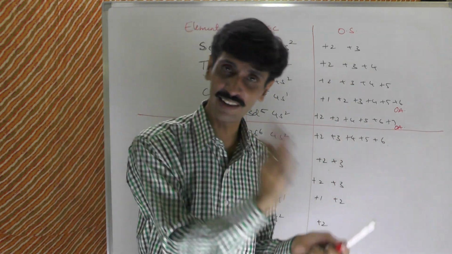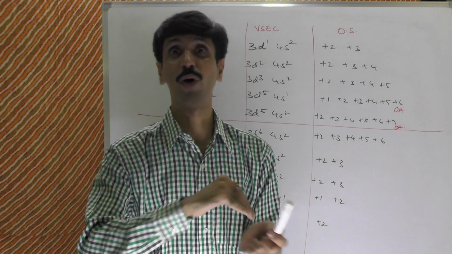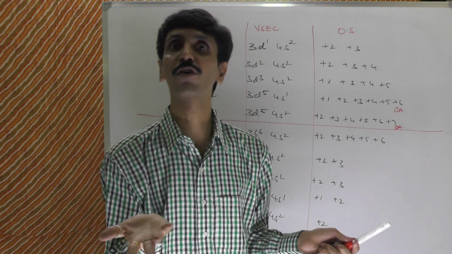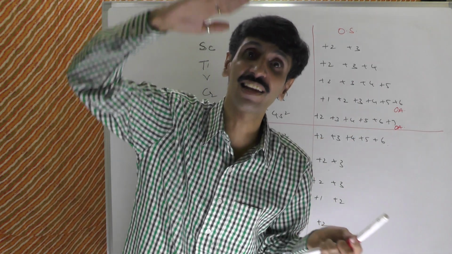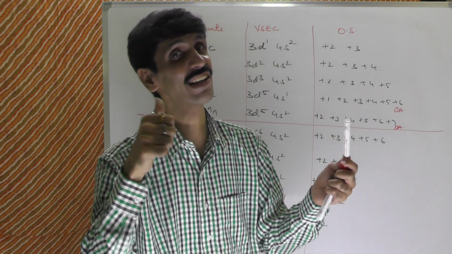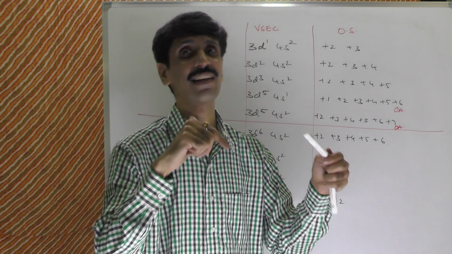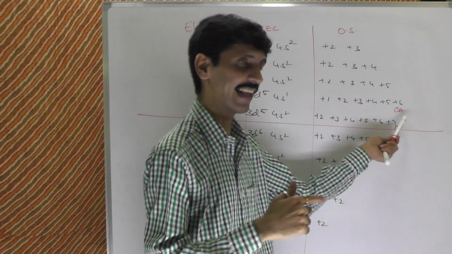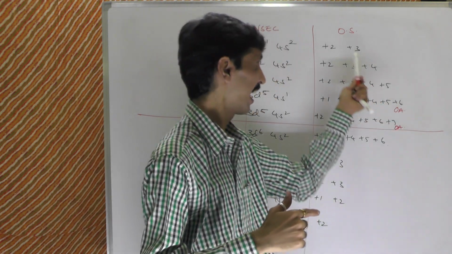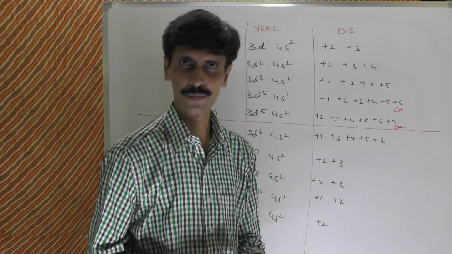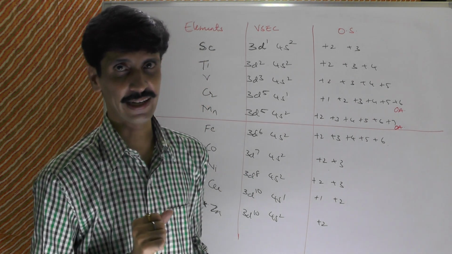Because of the reduction in the size, because of more energy required for the promotion of electrons, because the oxidation potential is less, sufficient energy is not available. So because of these reasons, we cannot continue higher oxidation states here as we have done over here. Okay, remember this point well.